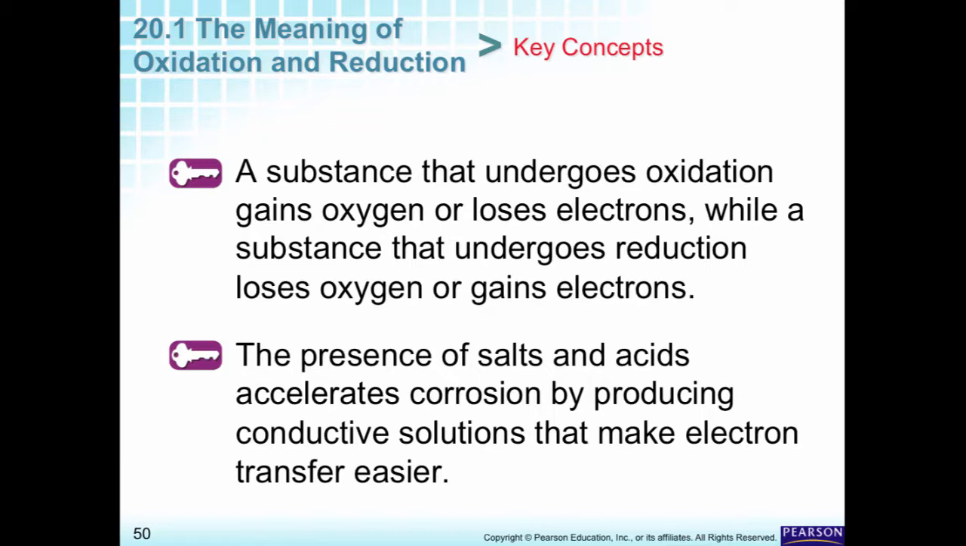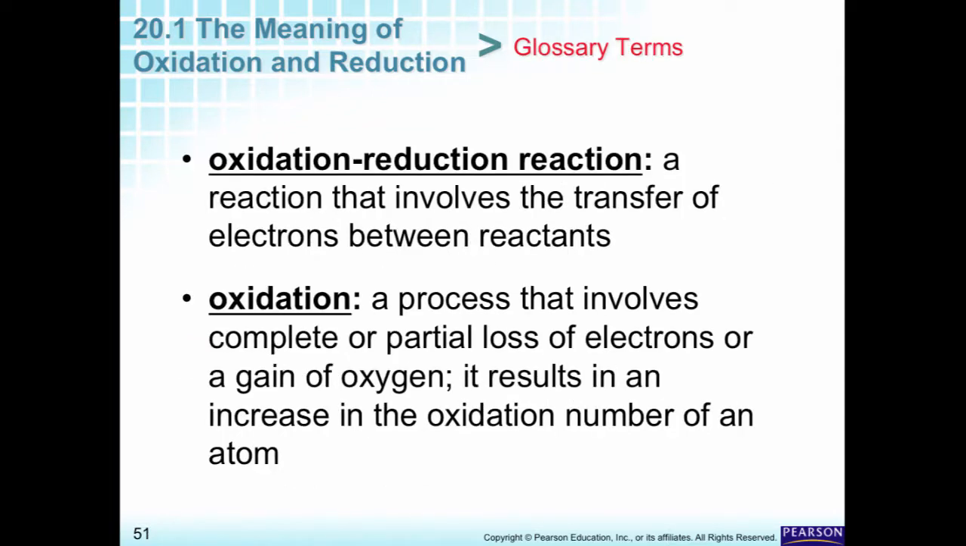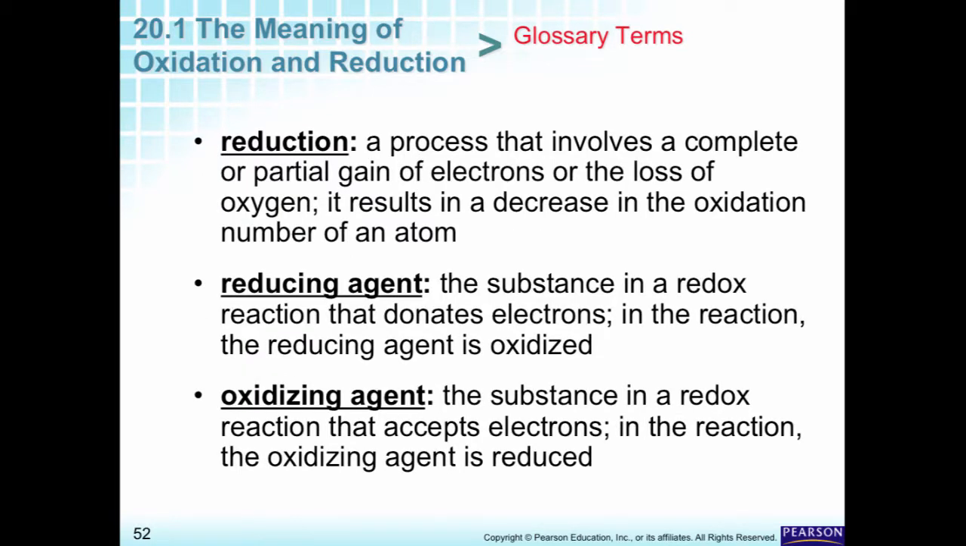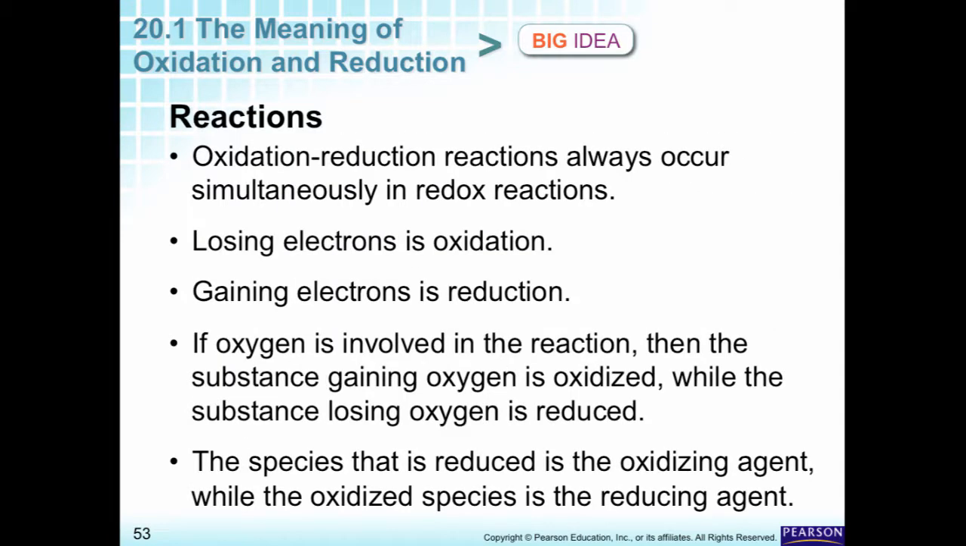Here are some key concepts. There are your definitions of oxidation and reduction. Just remember Leo the lion says Ger. A reducing agent reduces something else and itself is oxidized. An oxidizing agent oxidizes something else and itself is reduced.